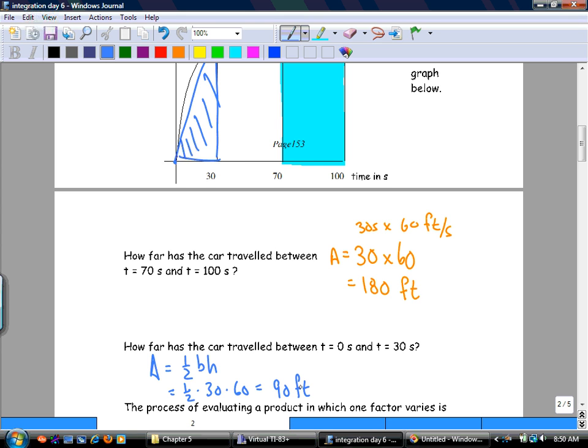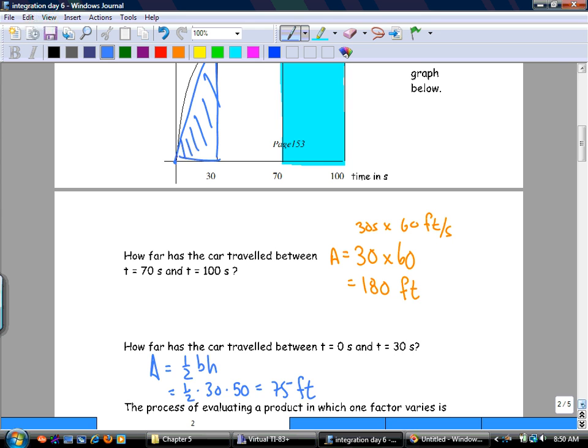Okay, well, fine. You want to make it 50? More like 53. 30 times 50 is 150. Half of 150 is 75 feet.